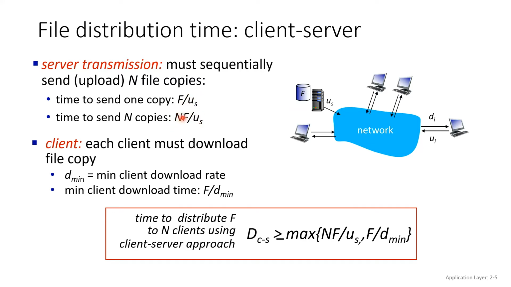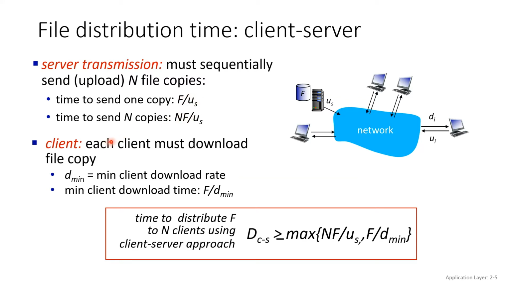But then in the worst case scenario, for those who are doing the complexity analysis with the big O notation, we're speaking about the worst case scenario. What if we have n users? Then the distribution time from the server to those n users is n times the distribution time to send the file to one user. And these are the formulas that you need in a client-server scenario. Just remember that as it is.